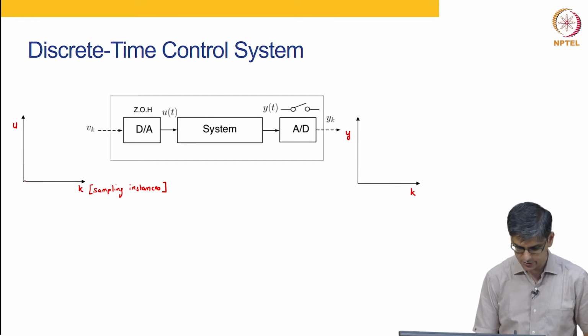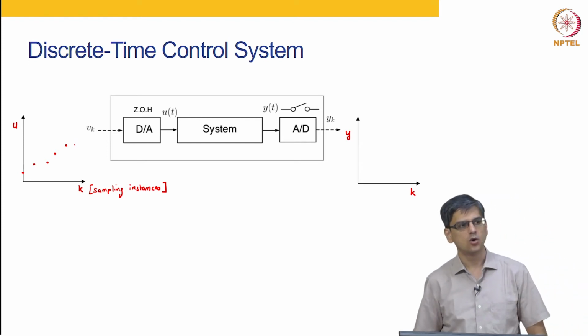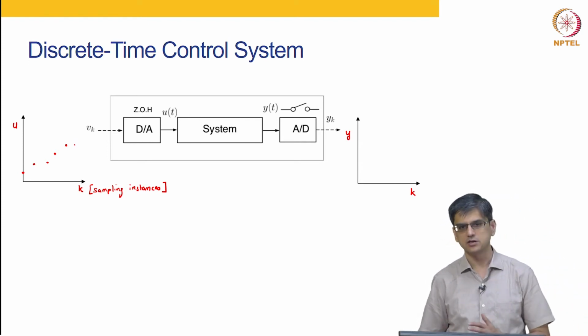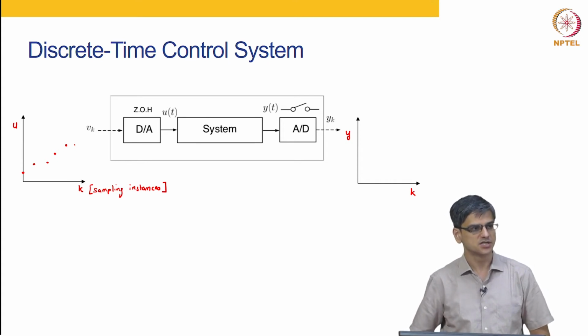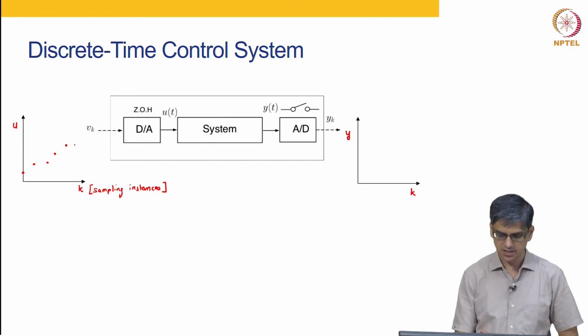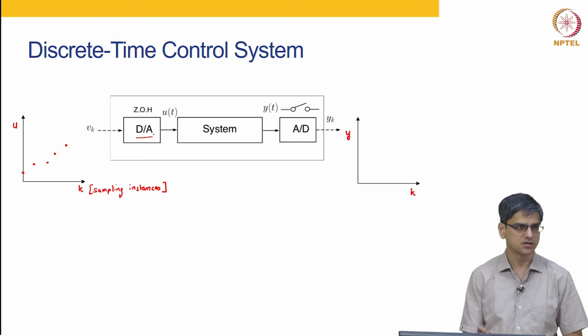Let us say u starts over here, then u is here, then here, then here, then here. Let us say this is how an operator or a controller changed the various inputs. The operator or controller is going to change the various inputs at certain discrete times. From that, there is a D2A converter, digital to analog converter, that gets fed into the system.